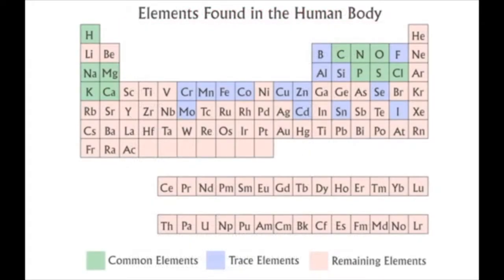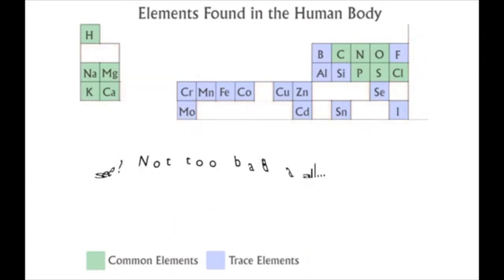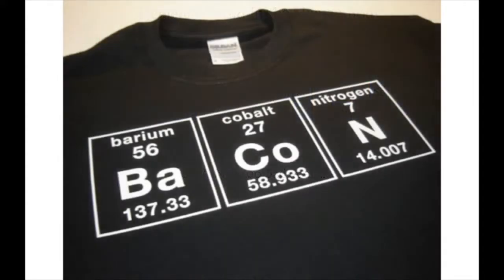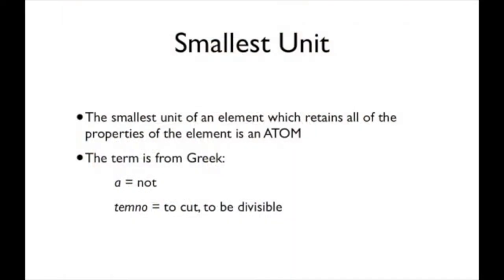So if you go back to the periodic table, and it is kind of overwhelming, I admit, but you remove all of the elements that are not found in humans, it's really not too bad at all. This looks somewhat manageable, right? Understanding the periodic table also allows you to understand all these stupid geeky gifts, like this bacon shirt, which I don't know, I was just in a weird mood.